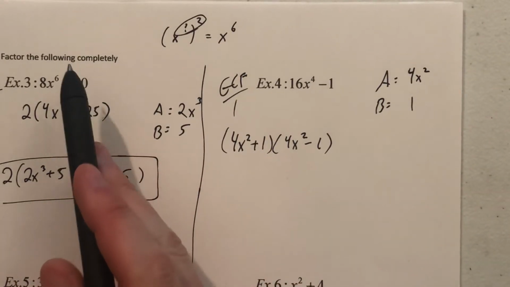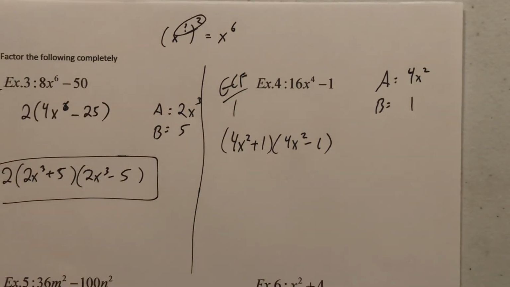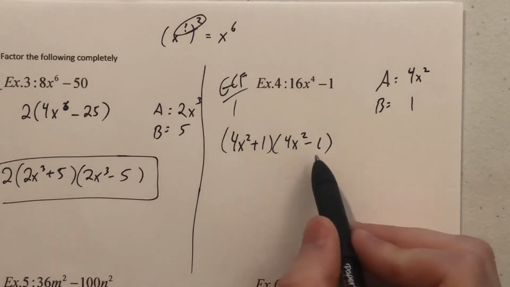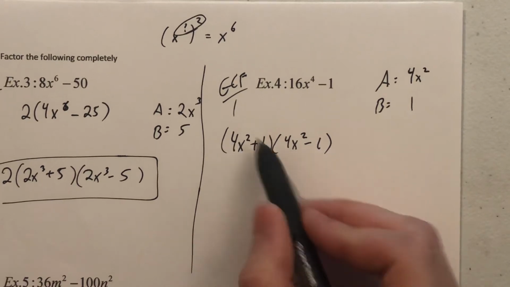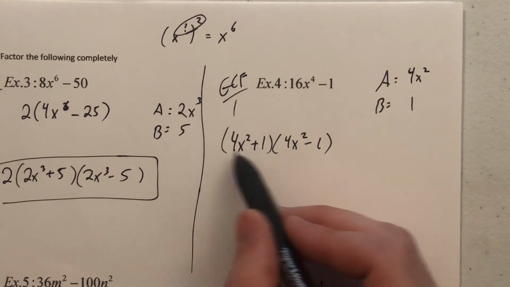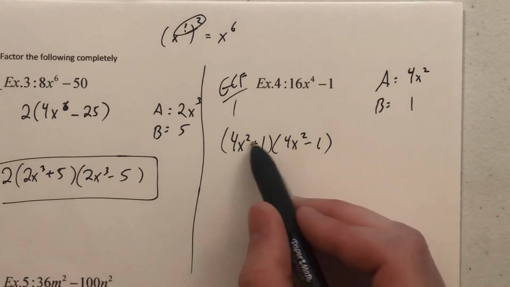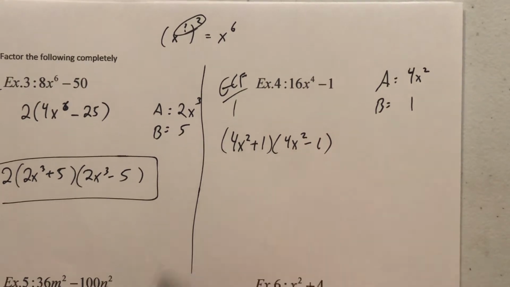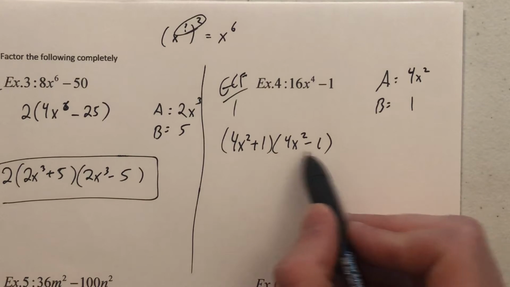That means breaking down anything that can be broken down. And in this case, if we look at what's left, this is close to something we might want to break down, but notice this is not a difference of squares because that's a plus sign. You can ignore it immediately once you see that as far as the difference of squares. But look at this other binomial.